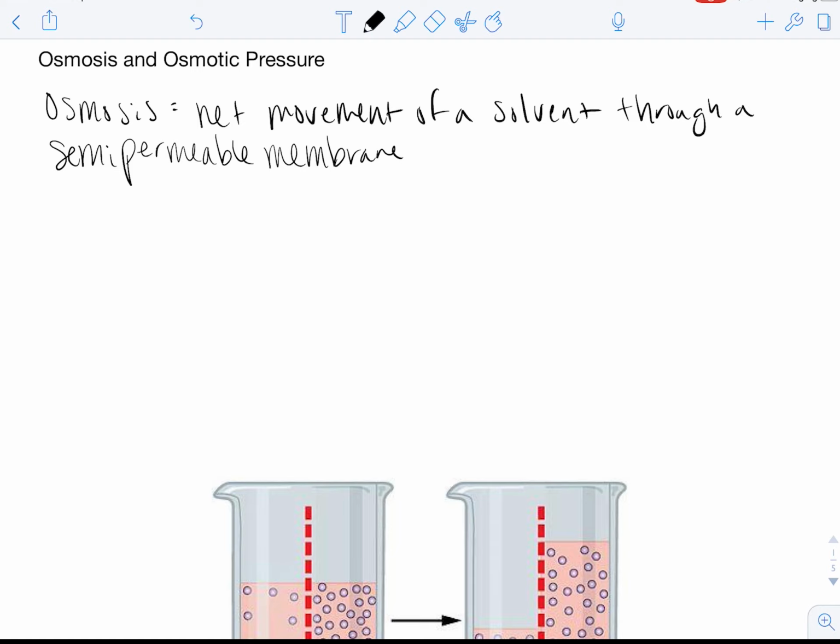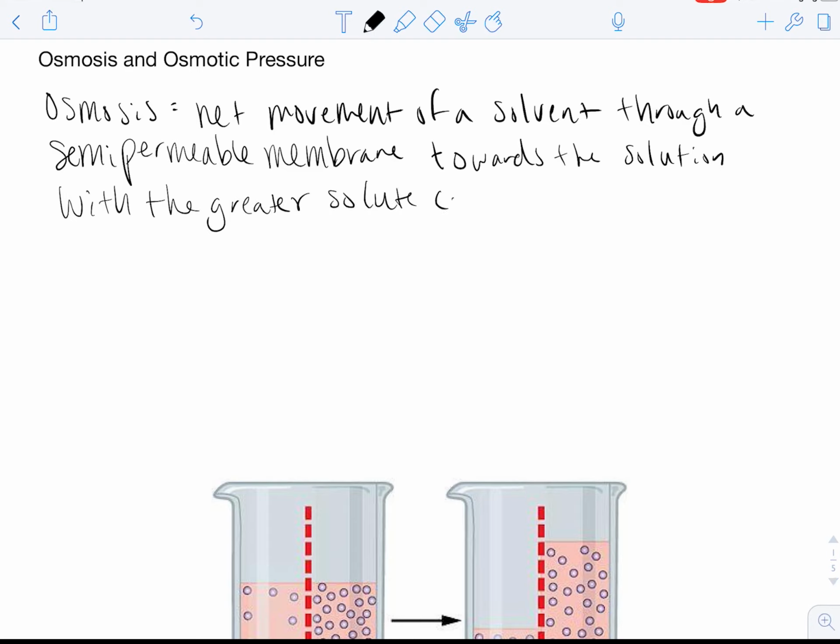Okay, so that movement is going to occur towards a solution with a greater solute concentration. And it's going to occur until the concentration on both sides of the semi-permeable membrane are equal.